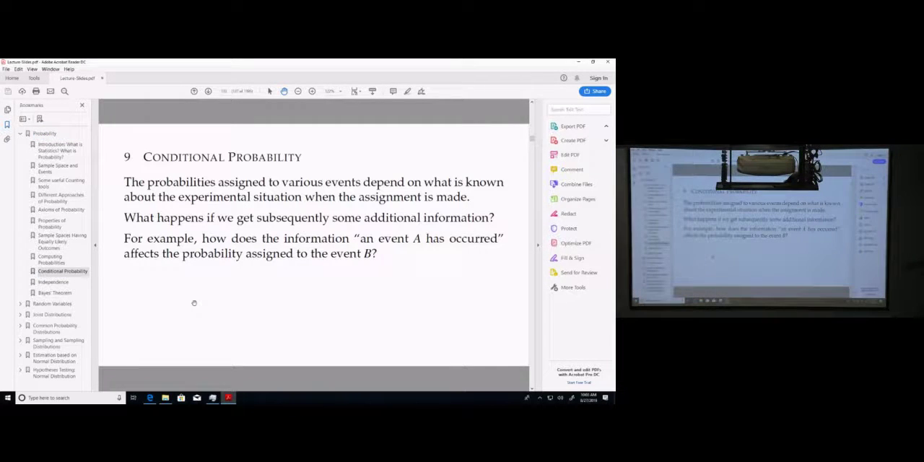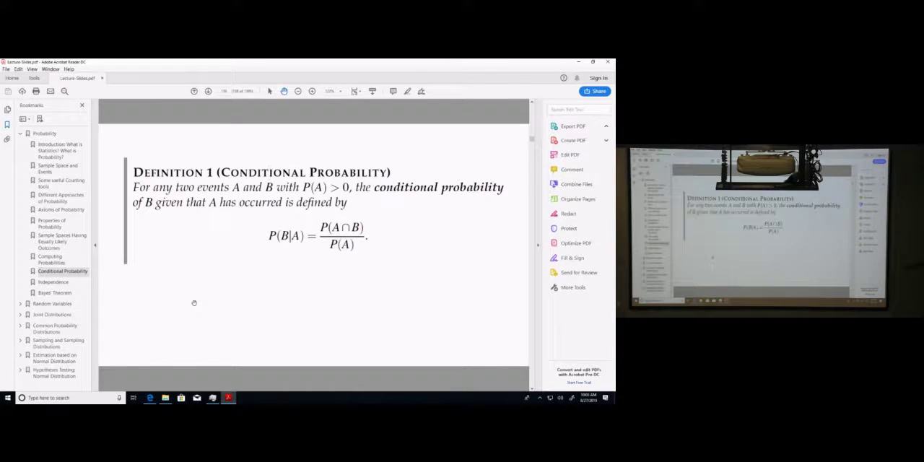There are many occasions that we have some information, the information that event A has already occurred, and we want to update our estimation of the probability of B, knowing that A has already happened. This is often the case. So the definition, we mentioned it.